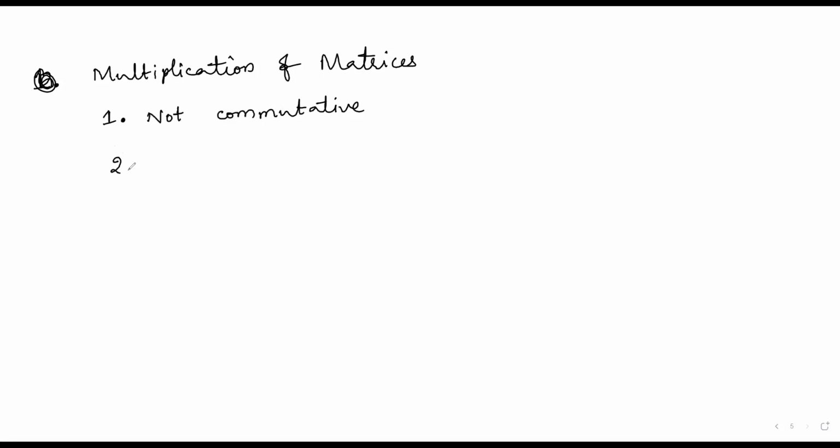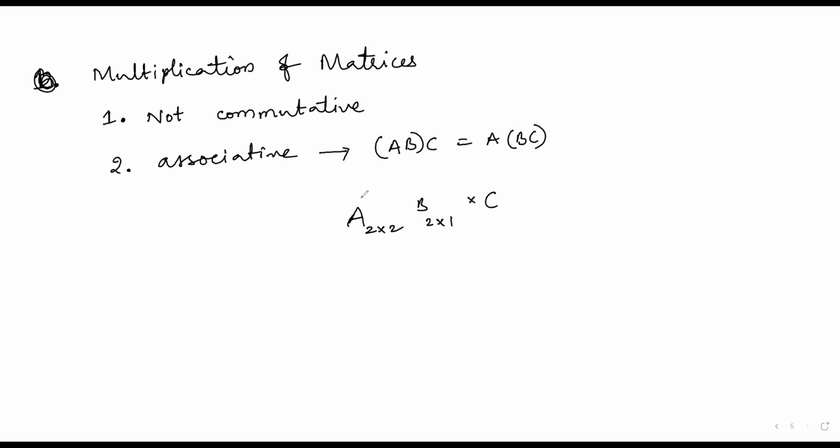Second, multiplication of matrices is associative. You know why? Because your order is not changed. You multiply AB, then you multiply C, or you multiply A with BC. You can try this. Let's say A is of order 2 by 2, and B is of order 2 by 1, and then C must be of order 1 by something.